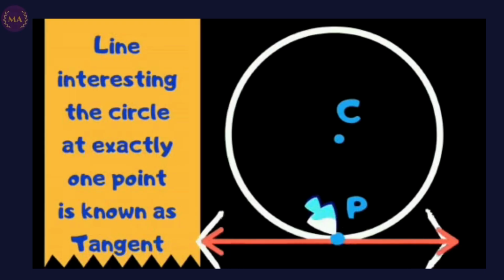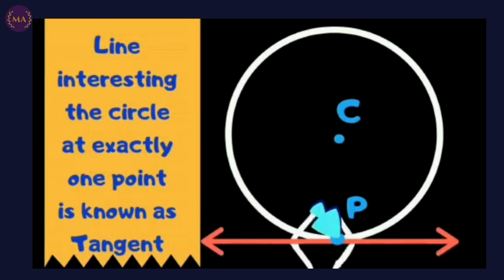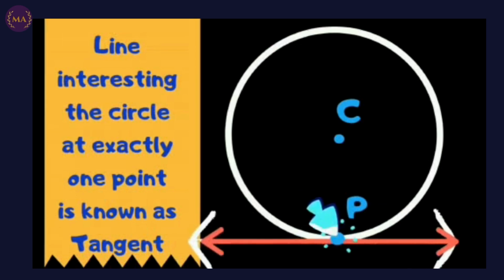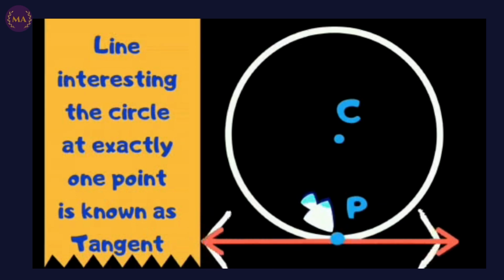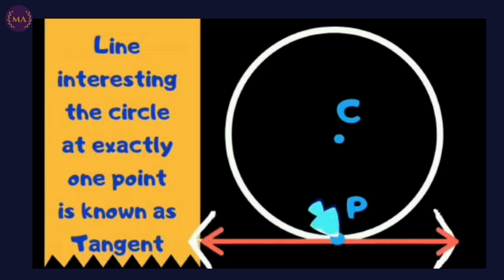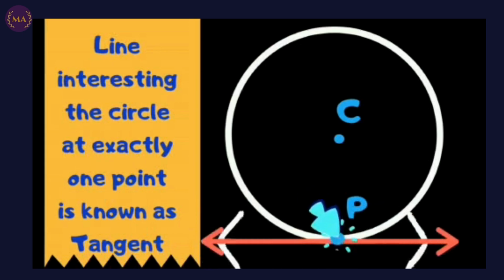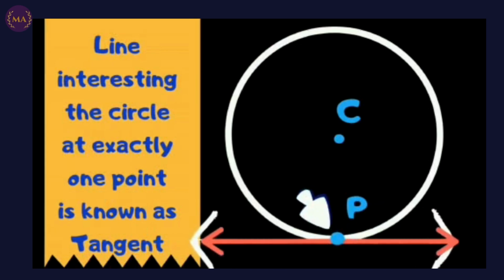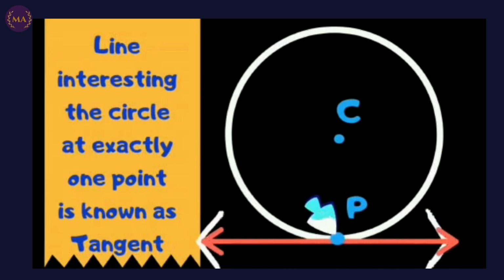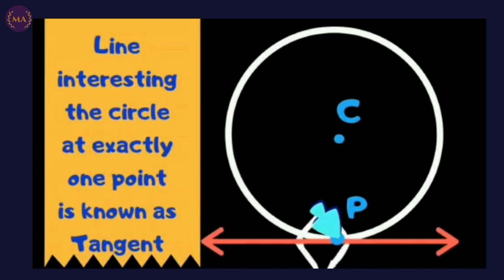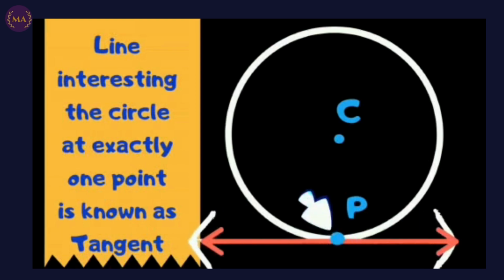Here you can see, intersecting the circle at exactly one point is known as tangent. Here the line is intersecting the circle at point P. So if you look at the picture properly, we have a circle with center C, and there is a line which is intersecting the circle at only one point, P. Any line that is intersecting the circle at a single point is known as a tangent.